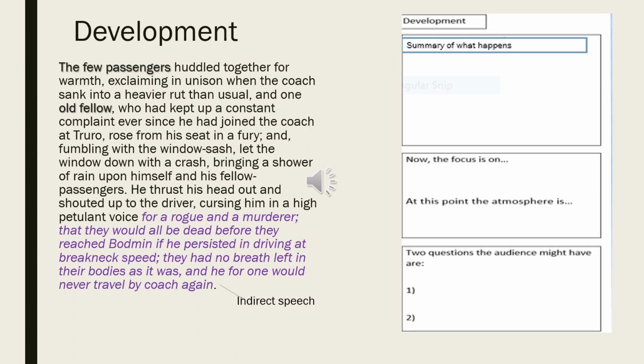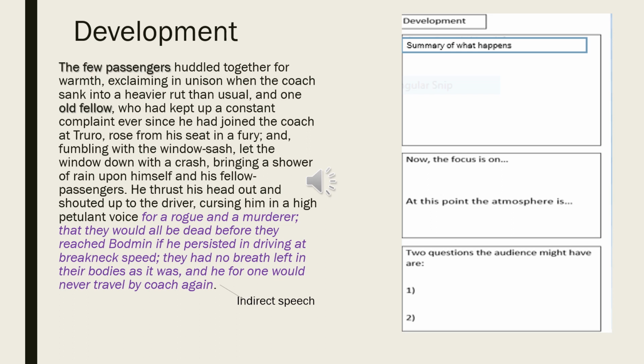So now let's look at how Daphne du Maurier develops the narrative. Remember, what is established at the beginning of the text is the weather. But then there is a shift in focus.